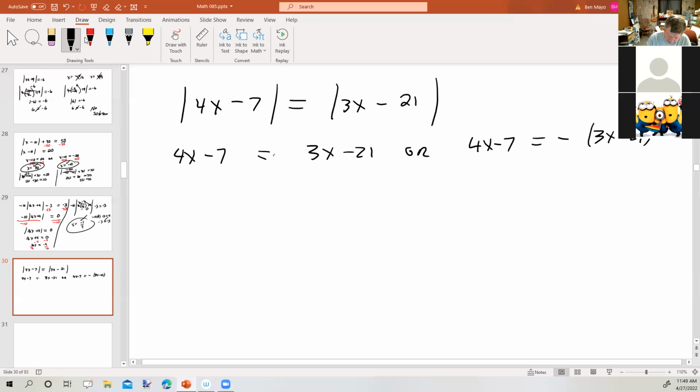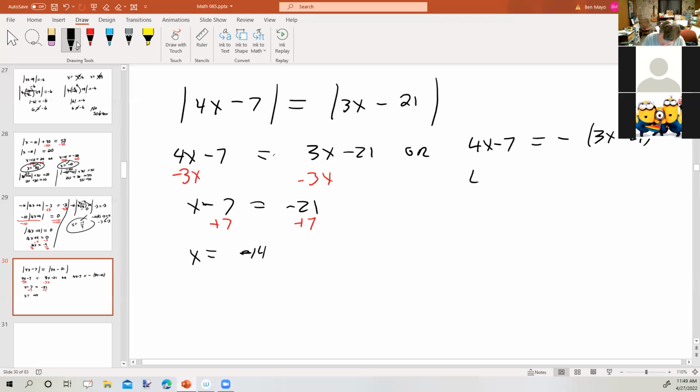All right, so let's solve the equation on the left. We'll subtract 3x from both sides of the equation. x minus 7 equals -21. Add 7, x equals -14.